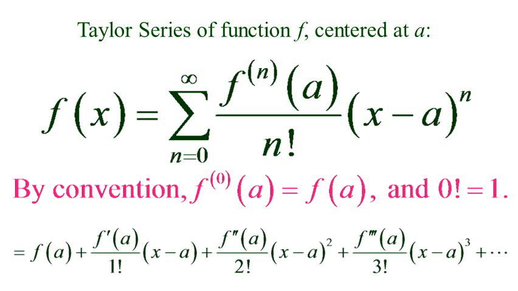Expanding the series, you can see that the first few terms are f of a plus f prime of a over 1 factorial times x minus a to the first, plus the second derivative of f at a over 2 factorial times x minus a to the second, plus the third derivative of f at a over 3 factorial times x minus a to the third power, and so on. A Taylor series is a specific type of power series in which we now have a formula for those coefficients.